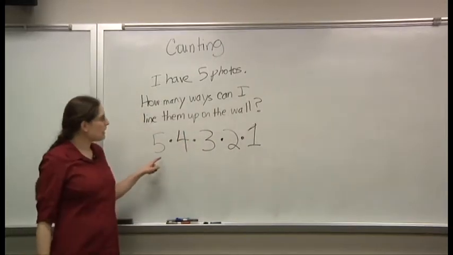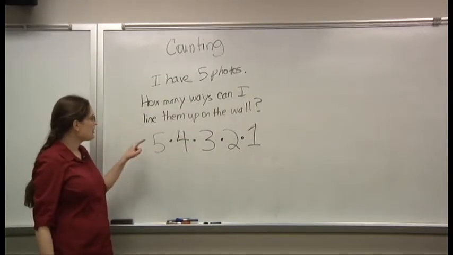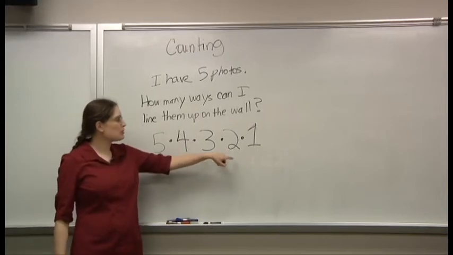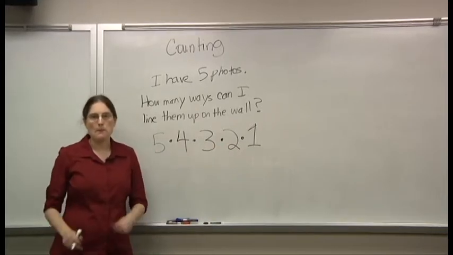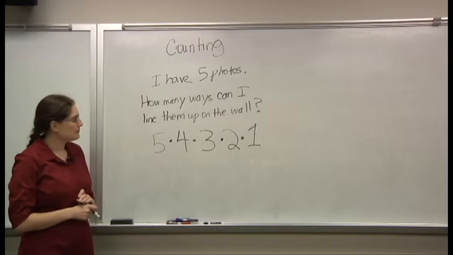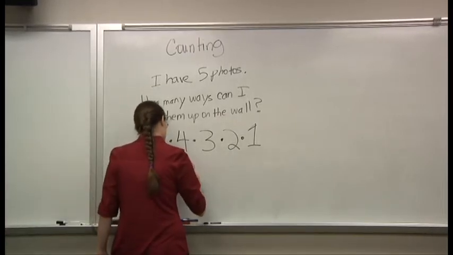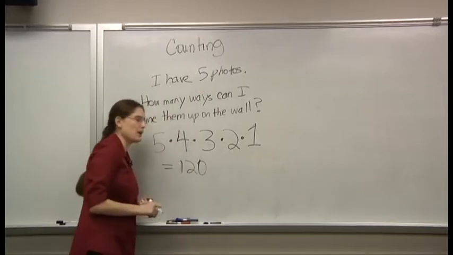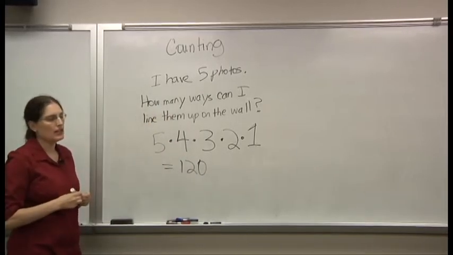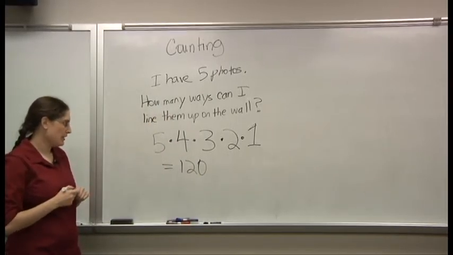And you multiply all of these numbers together. 5 times 4 times 3 times 2 times 1. It gives you 120. Let me show you a couple shortcuts.